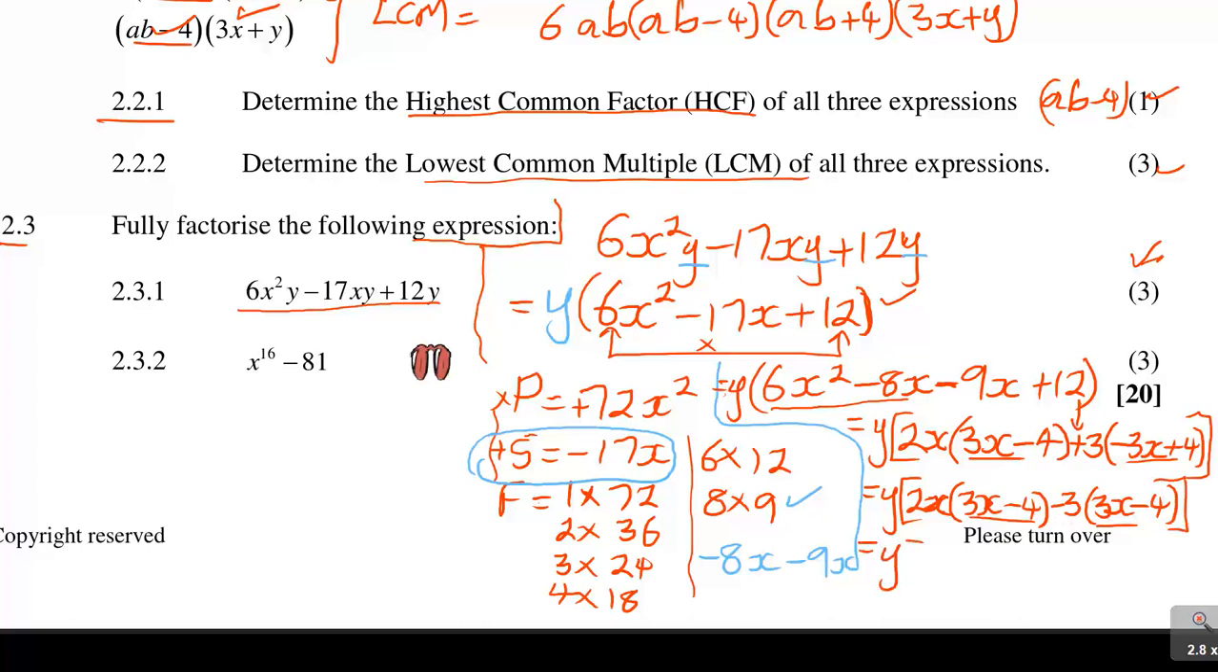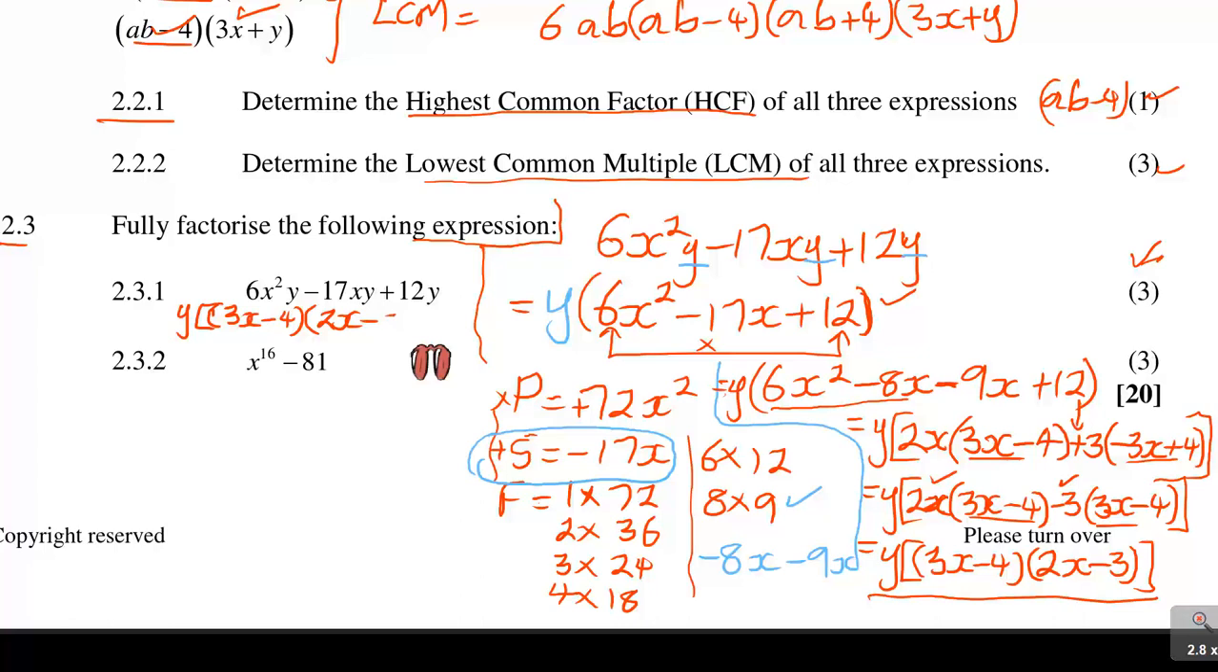So you will have your y. If you write your brackets, it will be 3x minus 4, and you have your 2x outside the bracket minus 3. Then close the bracket like that. So this is what they expected you to write as the answer there. If they said factorize that, of course you can't just write an answer, but this is the answer here: y, 3x minus 4 and 2x minus 3.